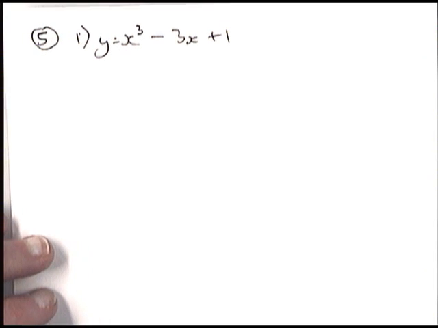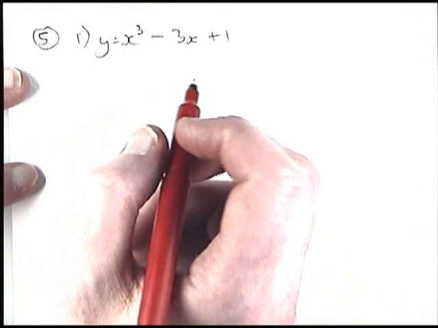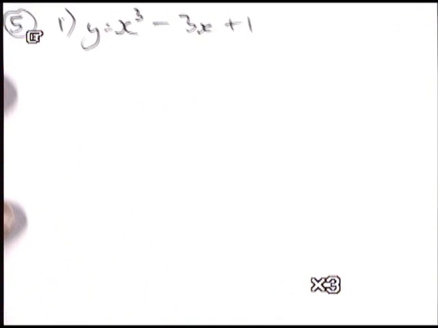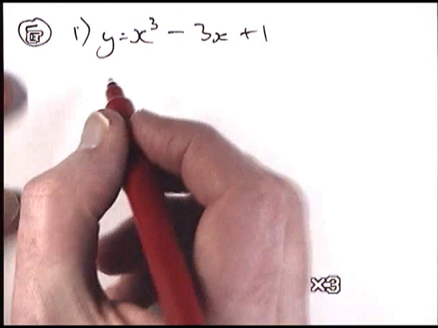This is the AddMaths paper from 2008 and question 5. Use calculus to find the stationary points on the curve y equals x cubed minus 3x plus 1, identifying which is a maximum and which is a minimum.